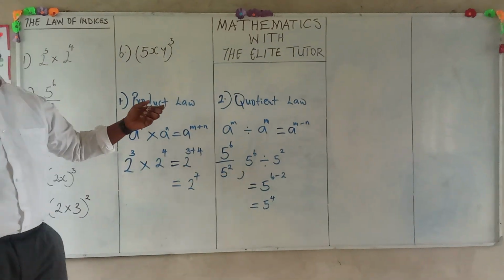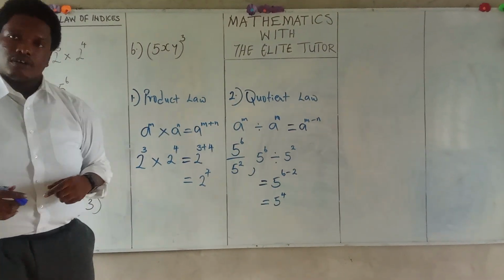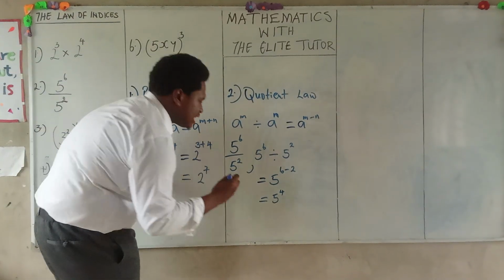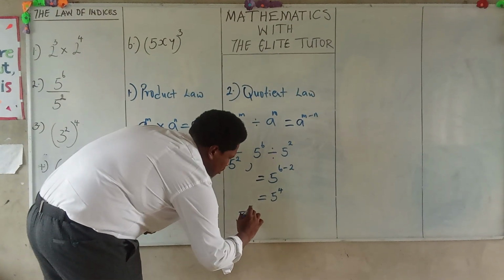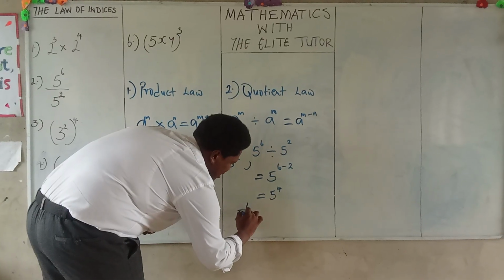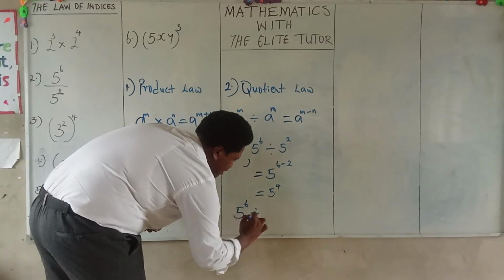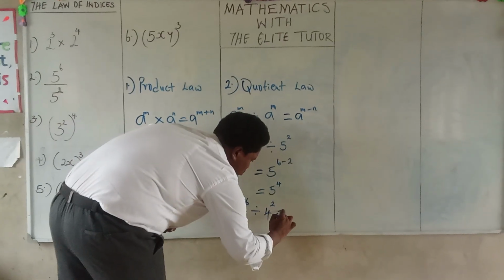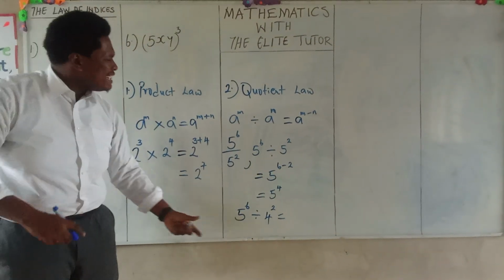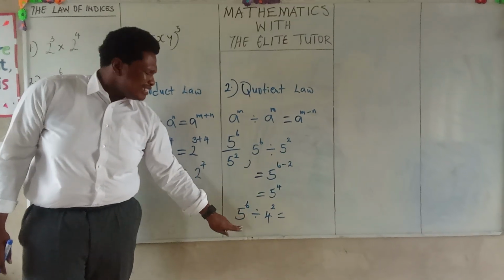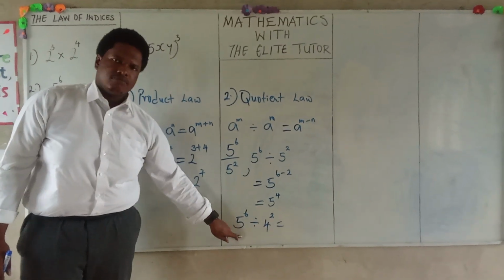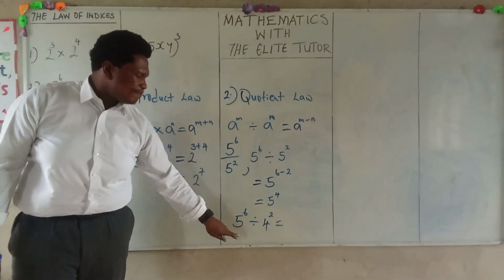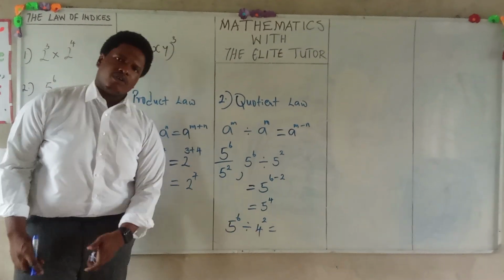There are times when students miss this quotient law. There are times they are given a question like 5 raised to power 6 divided by 4 raised to power 2. Now we can't apply the quotient law here because their bases are not the same. The base here is 5, while the base here is 4.